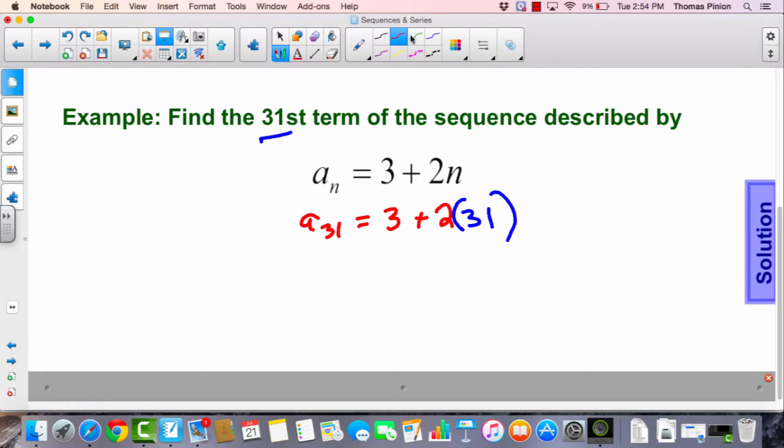Now let's simplify this. 2 times 31, because we've got to do the PEMDAS here. So I got 62 plus 3. 3 plus 62 is 65. So our 31st term is going to be 65.